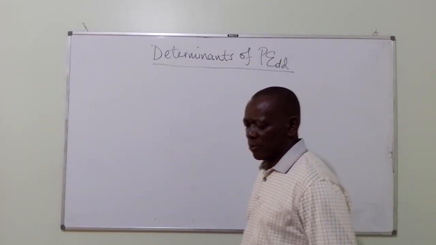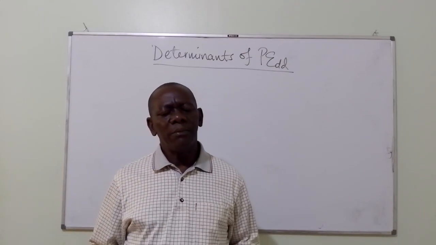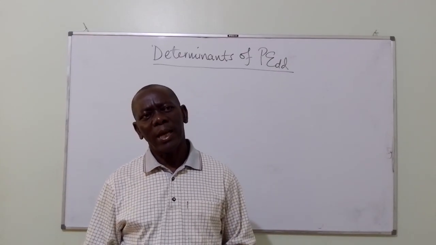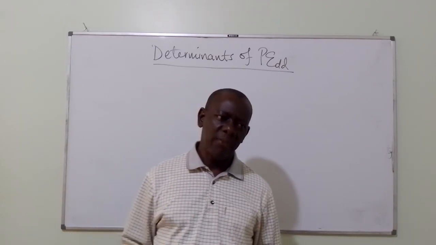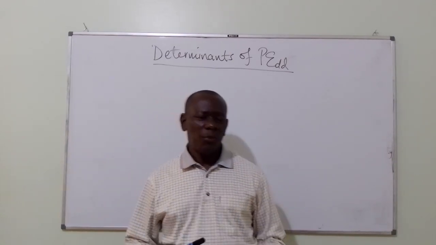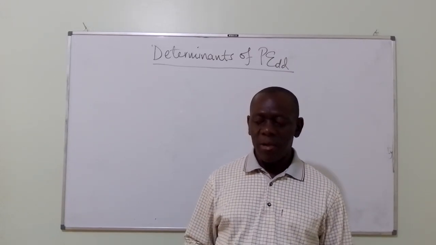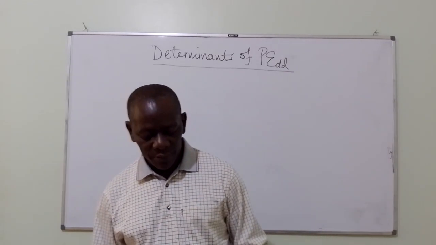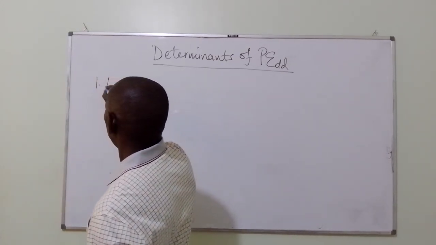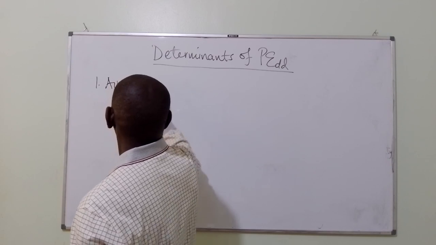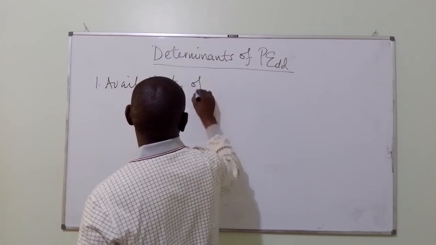So determinants, what factors determine, what factors make an influence on whether the commodity is going to have elastic demand or inelastic demand, or perfect elastic demand or perfect inelastic demand? So that's what we are looking at now. One of them is availability of substitutes.